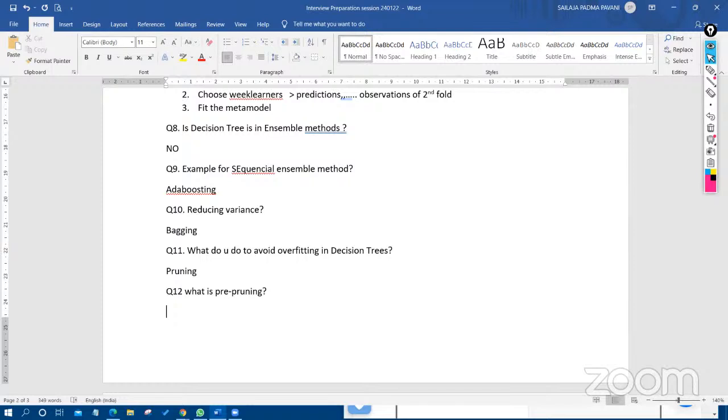Okay. What is post-pruning? My next question is, what is post-pruning? Here, you have to grow it till the end. And how do you get the output for post-pruning?